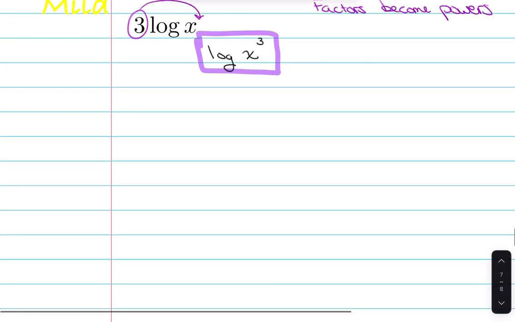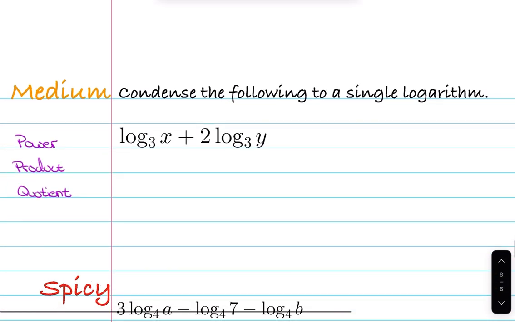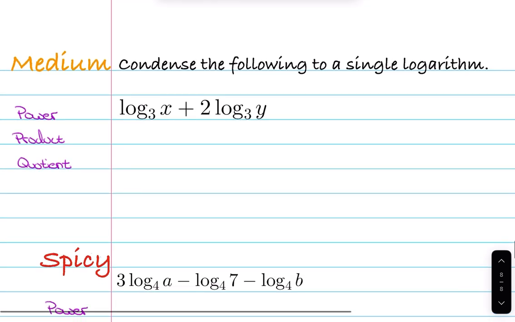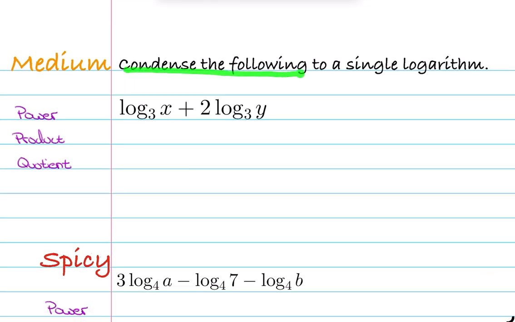Okay? So here is our medium example. Instructions, we are going to condense the following to a single logarithm. So we know we're done when we are down to 1 logarithm. Much like with the expanding, I wrote an order of operations over here to the side for you. Notice it's just the reverse of what we did. So now we're going to do power, product, and then quotient at the end.